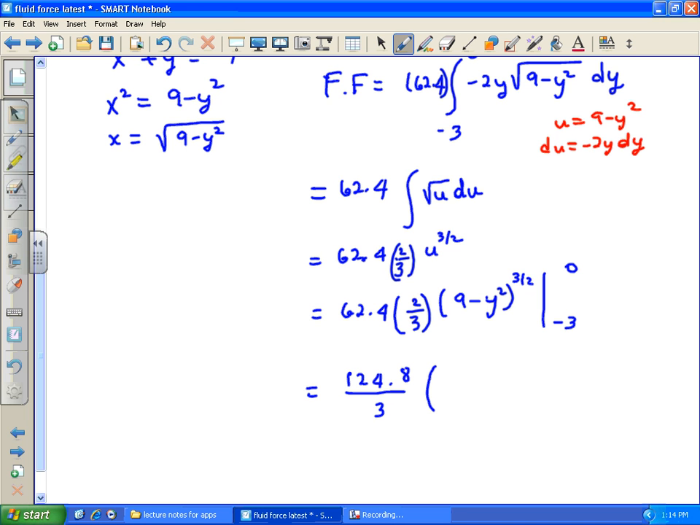If we plug in a 0 for y, I get 9 to the 3 halves. That is the square root of 9 to the third. What would I get if I plug in a negative 3 for y? Exactly, because negative 3 squared is 9, and you'll have 9 minus 9, which is 0. So plugging in the lower limit doesn't bring anything extra. Let's just go ahead and evaluate what we have. We could even simplify: 3 goes into 27 9 times. Either way you do it, please let me know what you're getting as your final answer. 1,000 something, I believe. 1123.2 pounds.